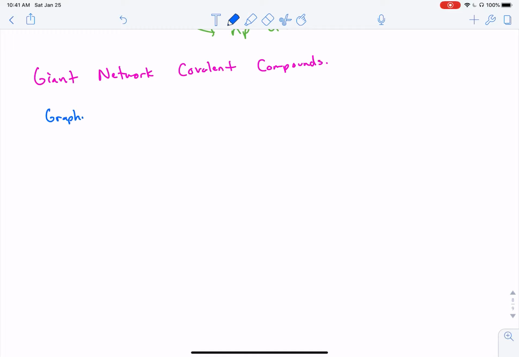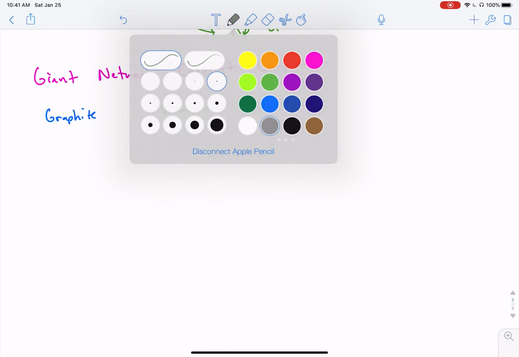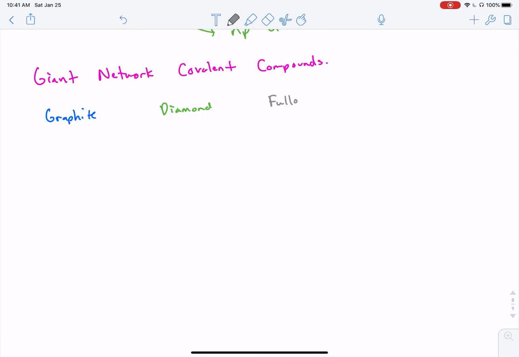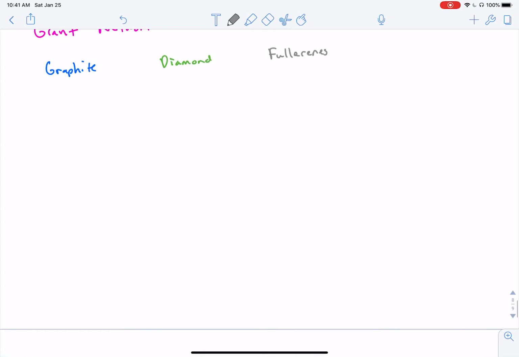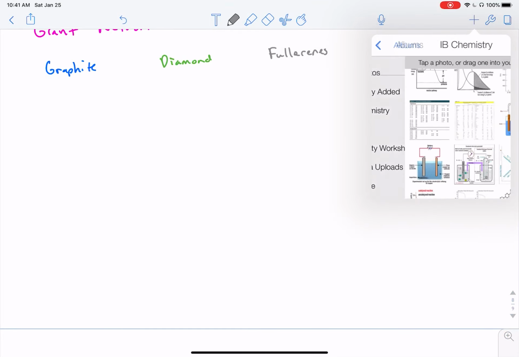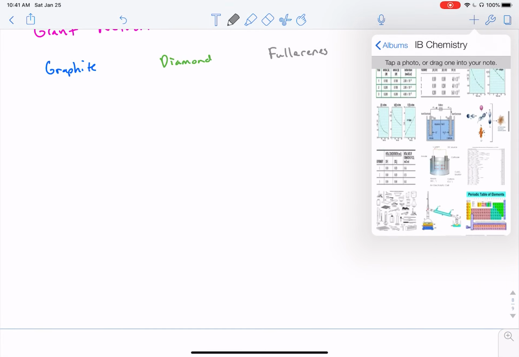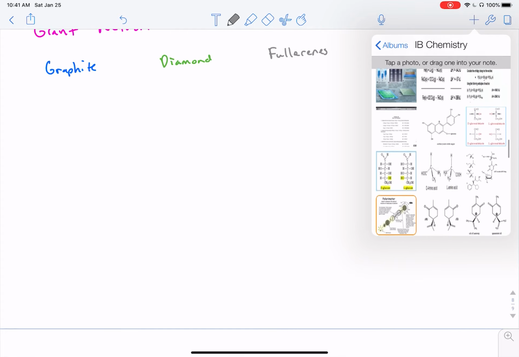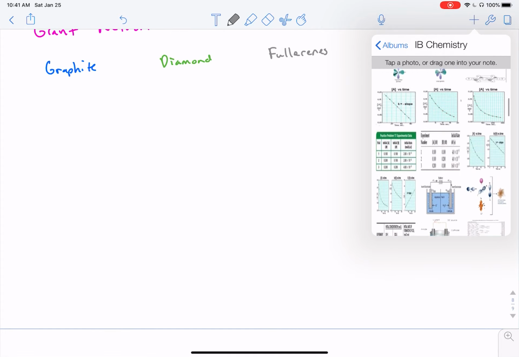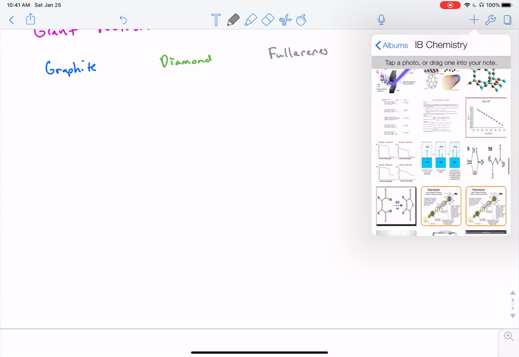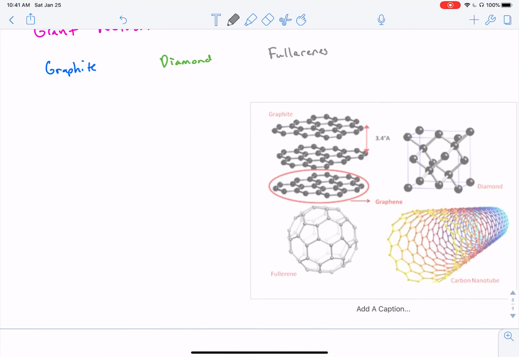Okay, so the three allotropes of carbon are graphite, diamond, and fullerenes. Okay. Now, where's my structure for them? Oh, here it is. Okay.